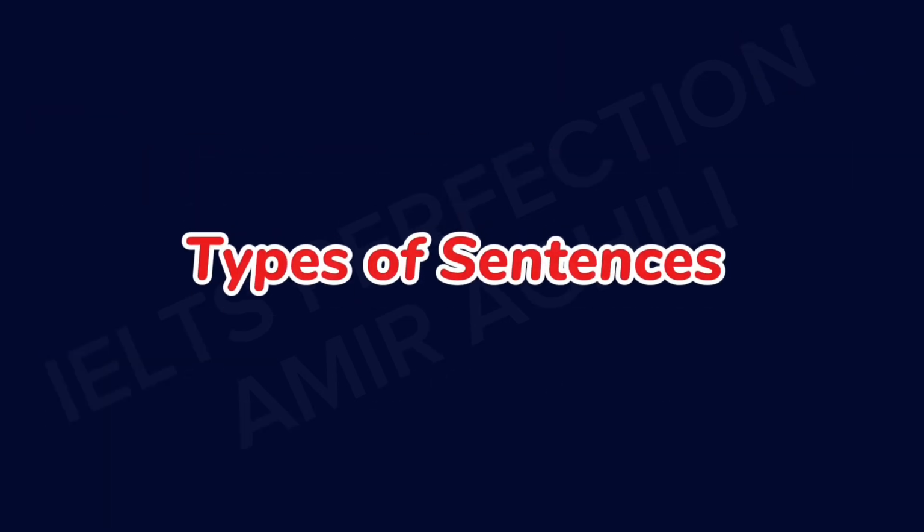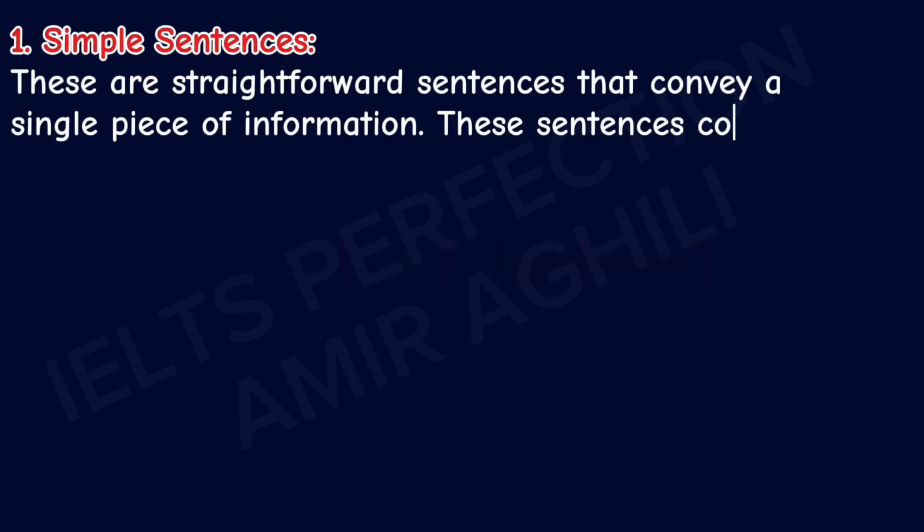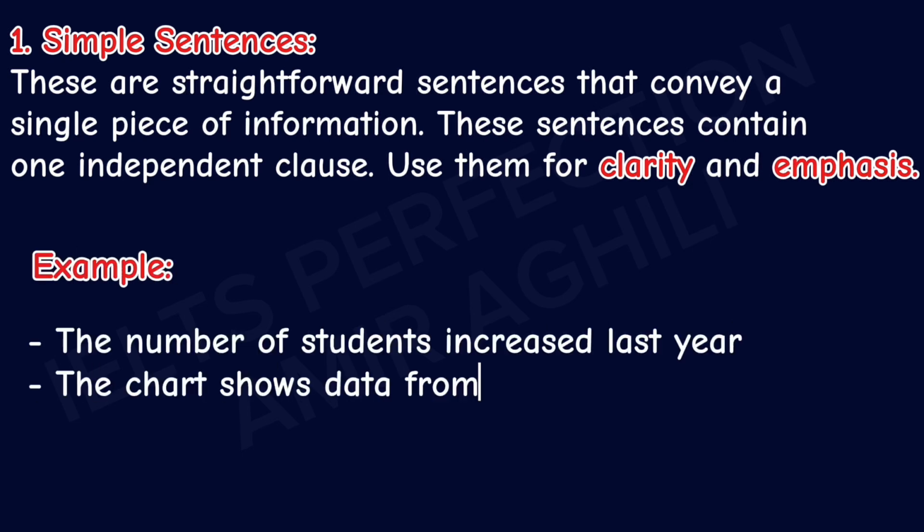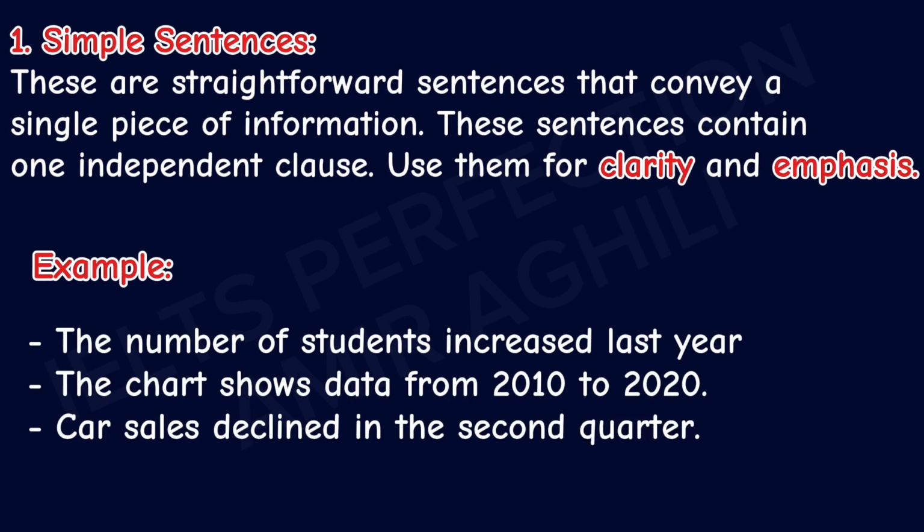Types of sentences in academic writing. The first one is simple sentences. These are straightforward sentences that convey a single piece of information. These sentences contain one independent clause. You can use them for clarity and emphasis. The number of students increased last year. The chart shows data from 2010 to 2020. Car sales declined in the second quarter.